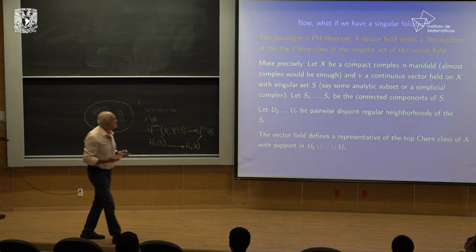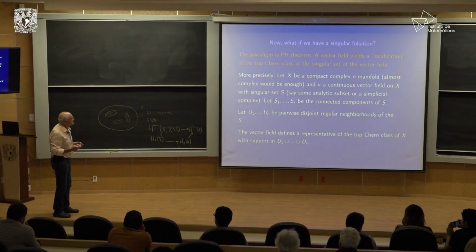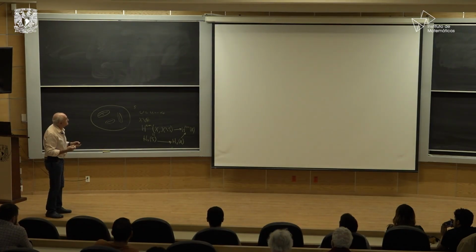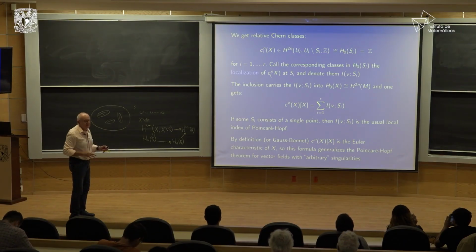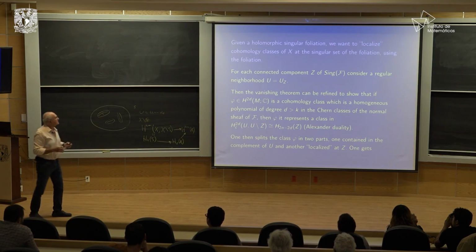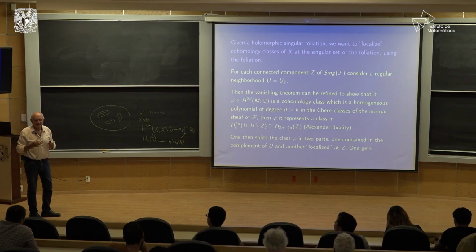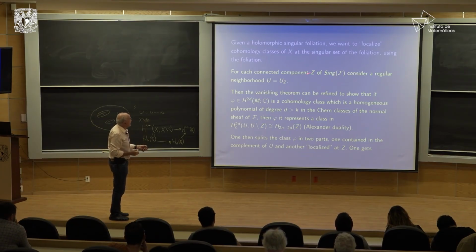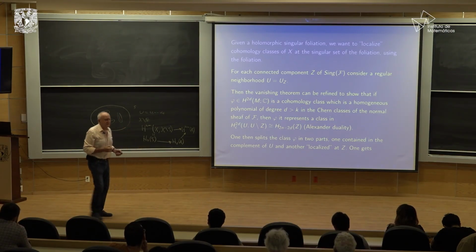So now if we have a singular foliation, we go back to the original case. Now, given a holomorphic singular foliation, we want to localize certain cohomology classes in the philosophy of Baum-Bott. So we look at the singular set of the foliation, and for each connected component, we look at a regular neighborhood of the component.